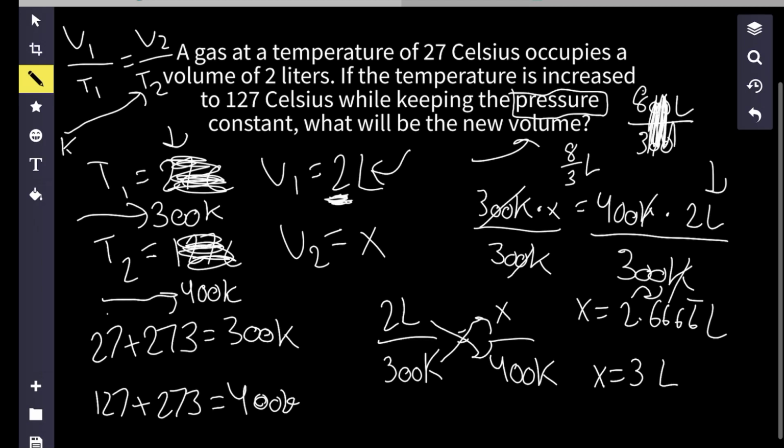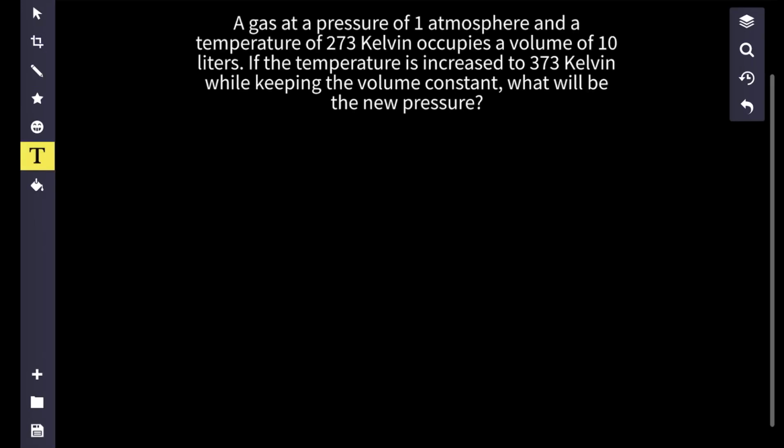3 liters. A gas at a pressure of 1 atm and a temperature of 273 degrees Kelvin occupies a volume of 10 liters.